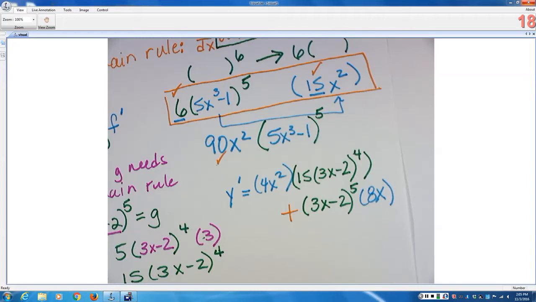Now, if you want to clean that up, go ahead, but I didn't. I actually just didn't bother. Okay?